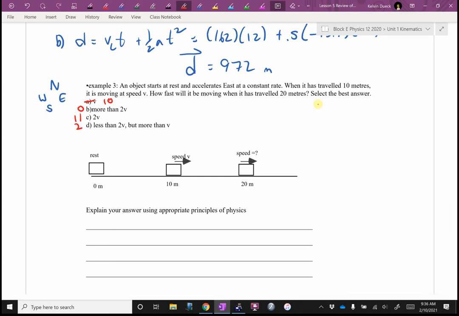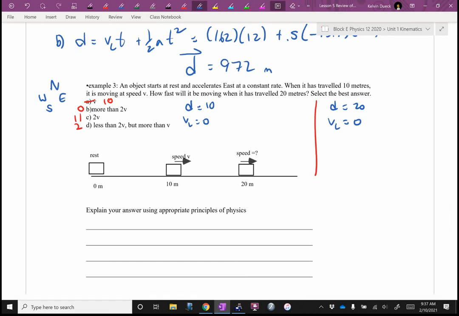So it looks like I have two situations. Situation number one, D is 10. Situation number two, D is 20. What's VI for both of them? It says it's accelerating at a constant rate. Make up a nice acceleration.